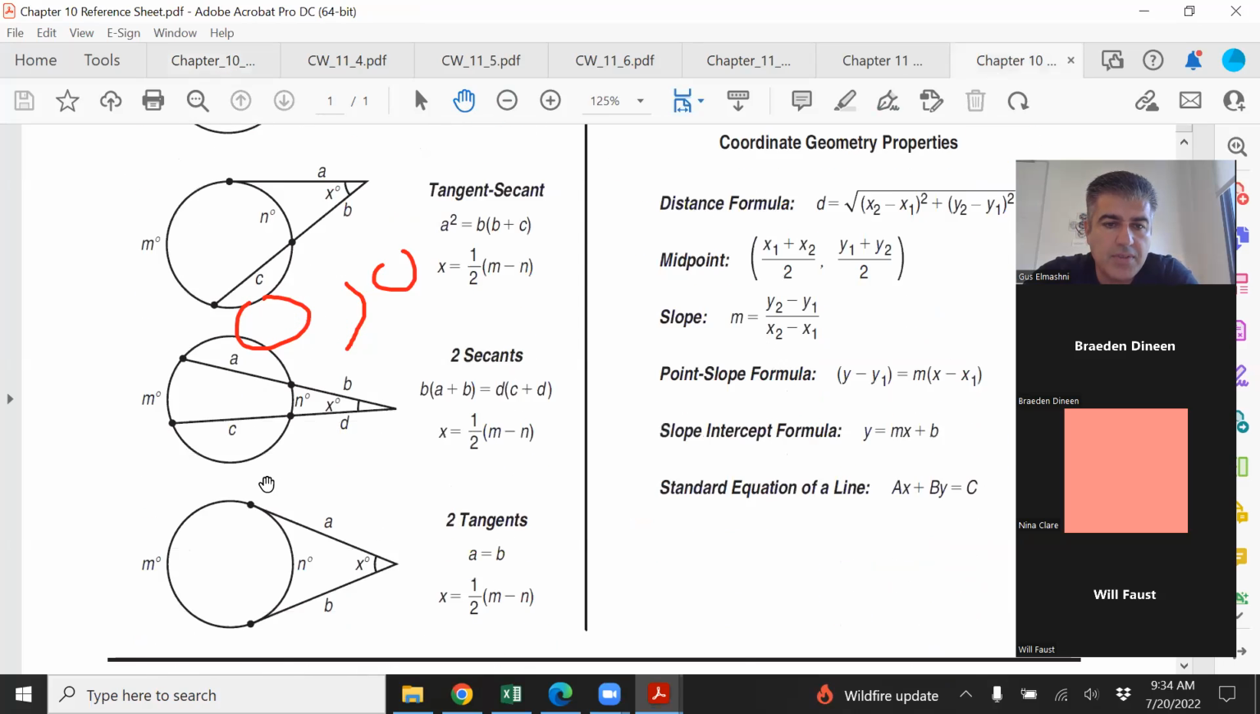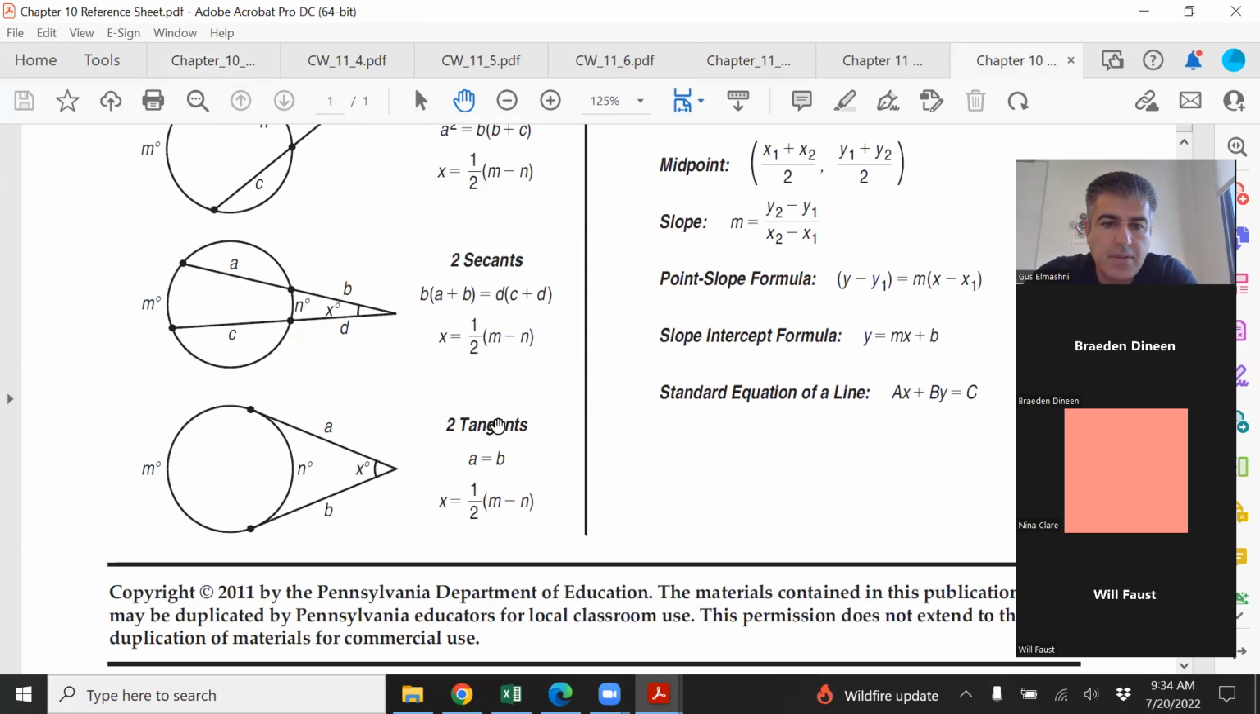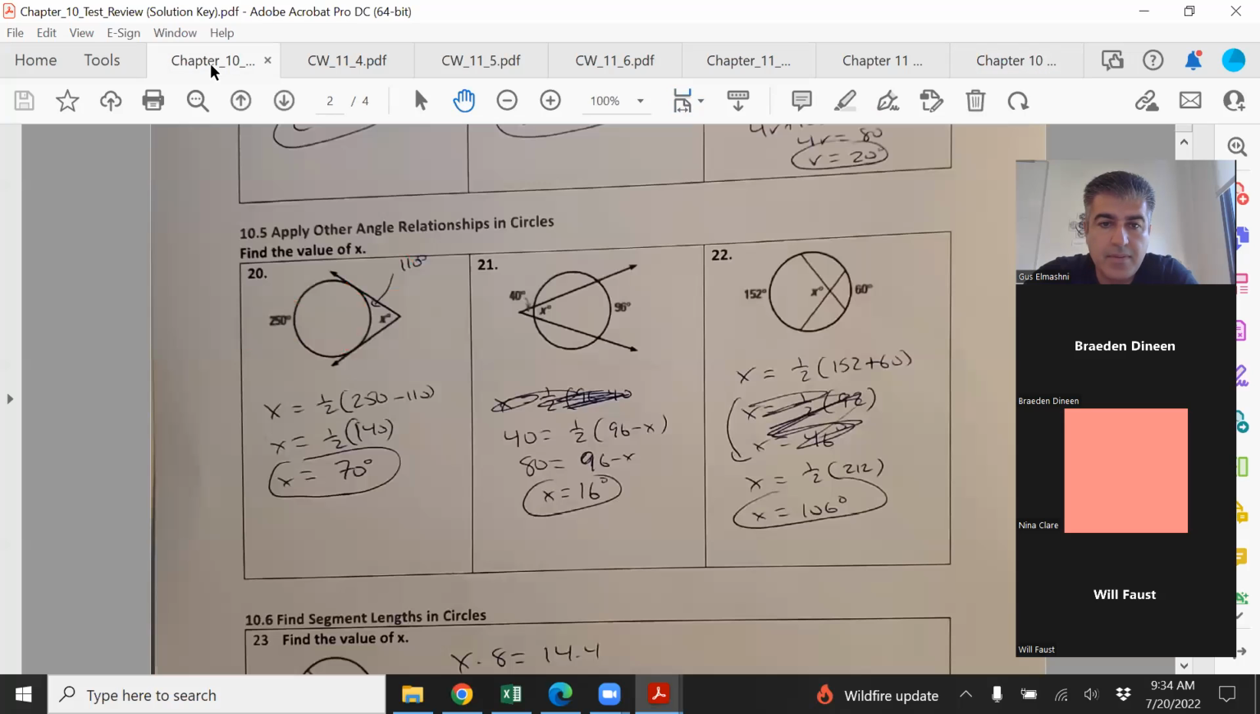If you have two tangents, the angle is half of m minus n. That's exactly what I did here. Half of 250 minus 110, you get 70. It looks like it's 70 degrees, right? I know we don't go based off looks, but yeah, looks like it.